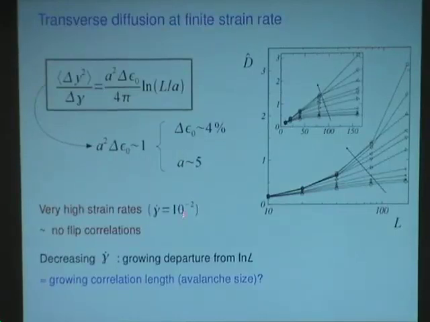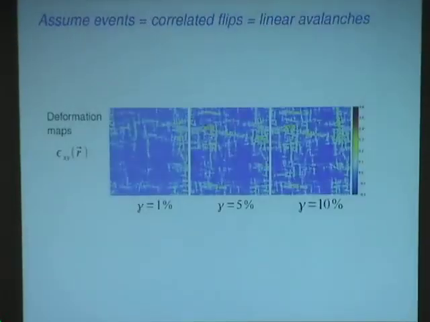So at very high strain rates, we can recover a very simple image of flips which are decorrelated. The problem, of course, is that when you go to lower strain rates, you will find increasing deviation from this log behavior. And this increasing deviation must tell you that you start to have correlations in your system. So that's the correlations we see. And the problem is to try to capture this, to relate this correlation in the simplest way to the diffusion.